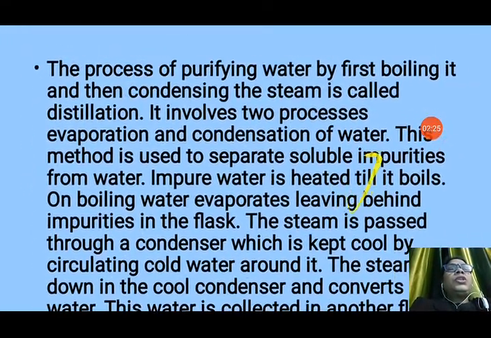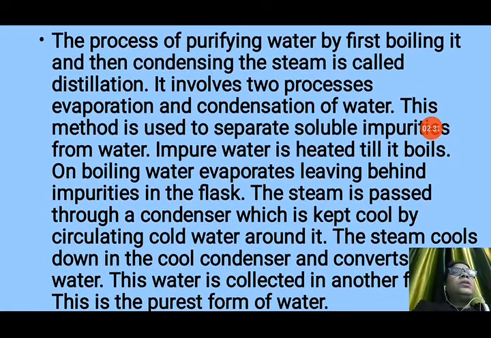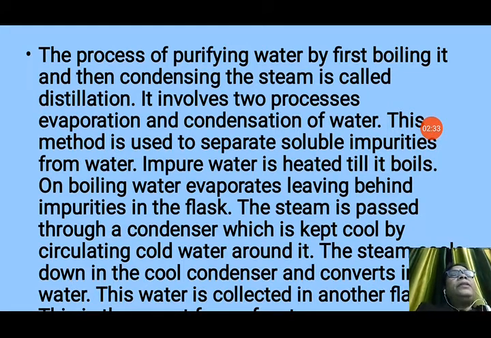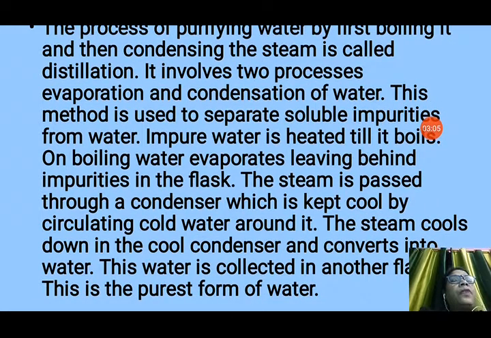Now next is distillation. Distillation is the process of purifying water by first boiling it. In this also the process of evaporation is involved, and then condensing the steam is called distillation. The steam that is evaporating should be collected by condensing it into water. It involves two processes, evaporation and condensation of water. This method is used to separate soluble impurities from water because we cannot filter soluble impurities, and we cannot see them either. So, impure water is heated till it boils. On boiling, water evaporates, leaving behind impurities in the flask.